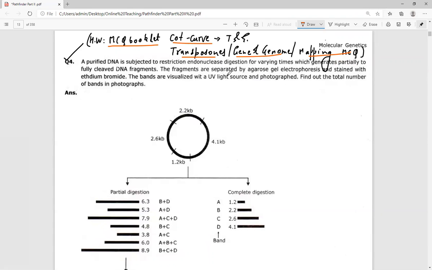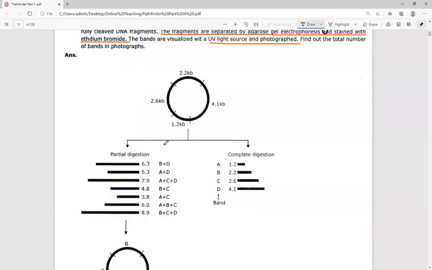Okay. The fragments are separated by agarose gel electrophoresis and stained with ethidium bromide. The fragments which are being produced are separated by agarose gel electrophoresis and then stained with EtBr. The bands are visualized under a UV light source and photographed. Find out the total number of bands which are being produced in the photograph. कितने अलग अलग तरीके के bands produce होंगे.